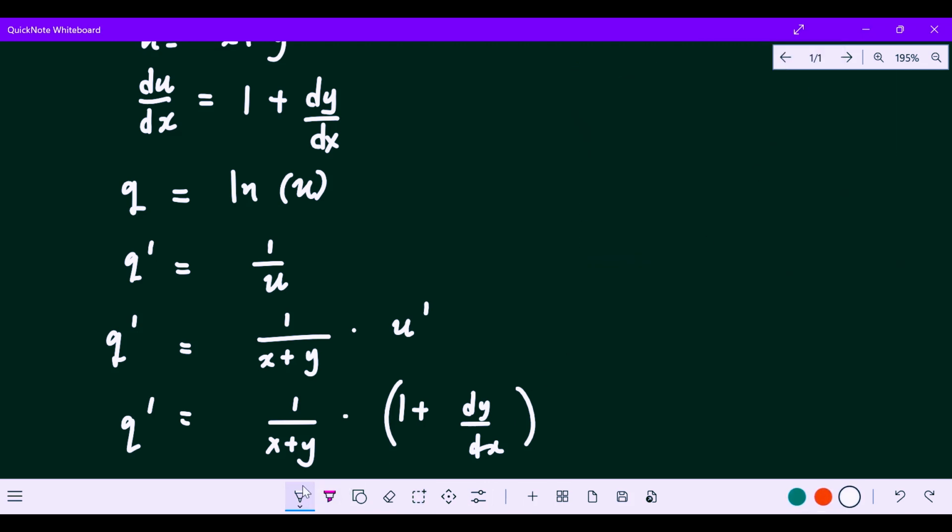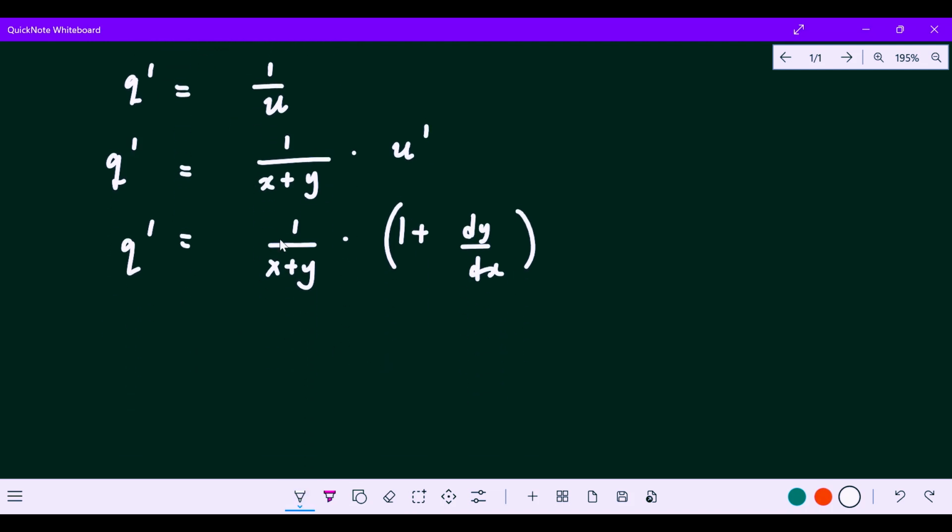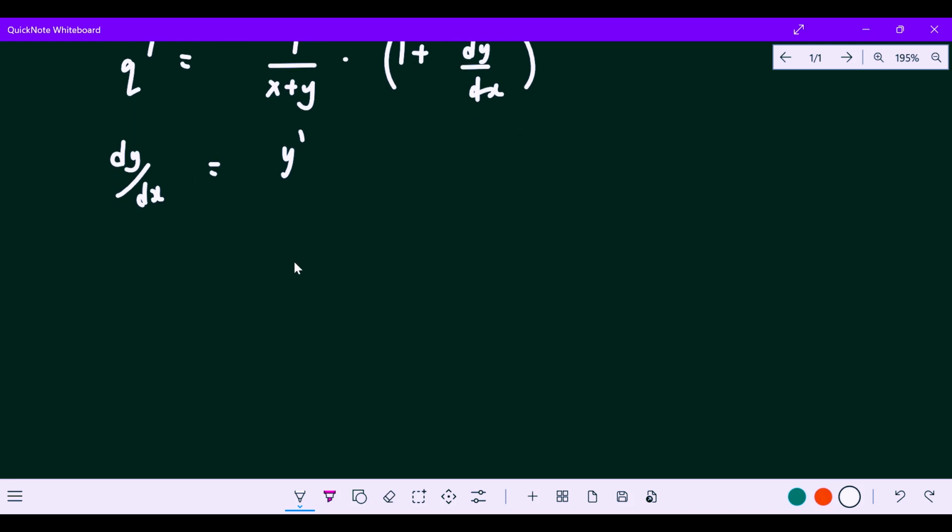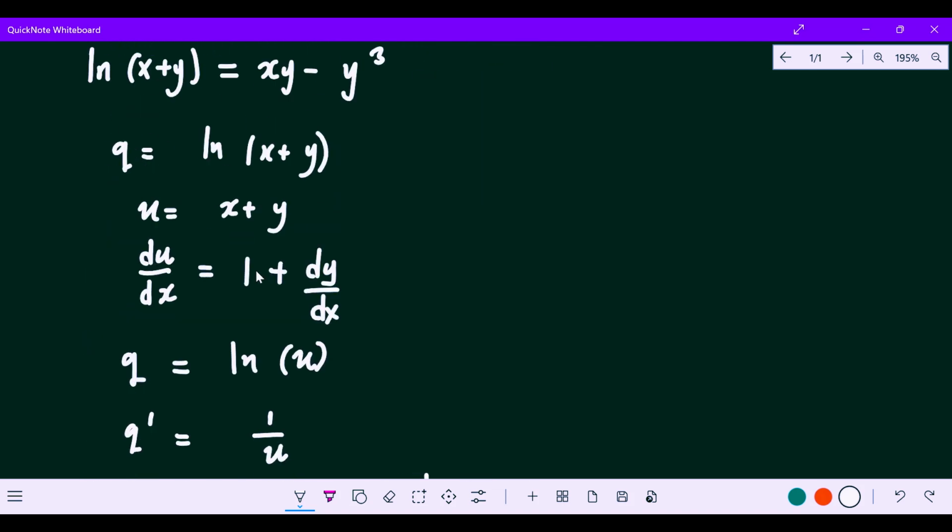All right, so let's do that. So that's the derivative of what you have on the right hand side. For simplicity, I'm going to say dy dx is simply equal to y prime. I don't want to be writing that dy dx, it's very long. So it means that our q prime, the function to the left, is simply 1 plus y prime divided by x plus y. So we have this as our derivative of the left hand side of the equation.